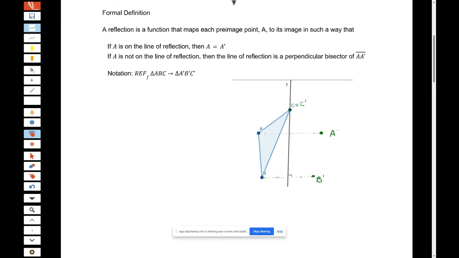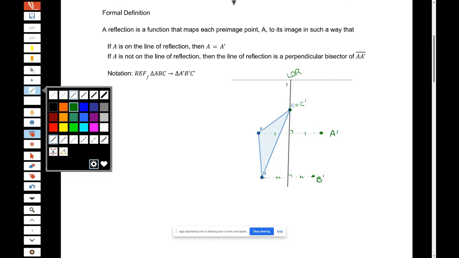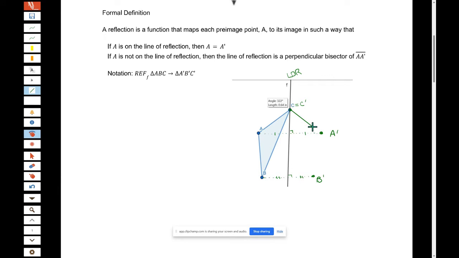So I'm eyeballing it here. That would be A prime. And the line of reflection, which we sometimes abbreviate LOR, is a perpendicular bisector of the segment AA prime. And now that I have reflected each point, I can connect them to see the reflected shape. This is what we call sketching a reflection. You can also use patty paper, tracing paper, or a mirror, which we did in class, but I can't really demonstrate that on here so well.